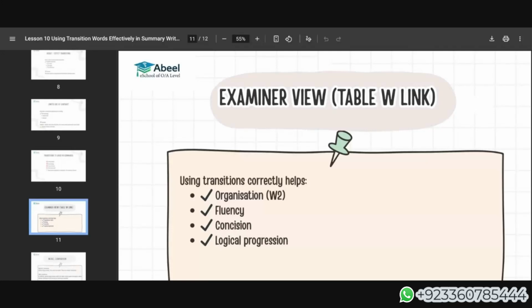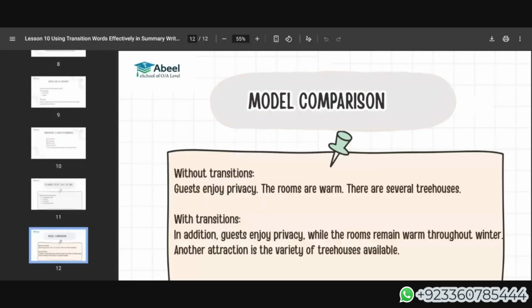At the end, we can see a difference. Several, there is no linkage between them.